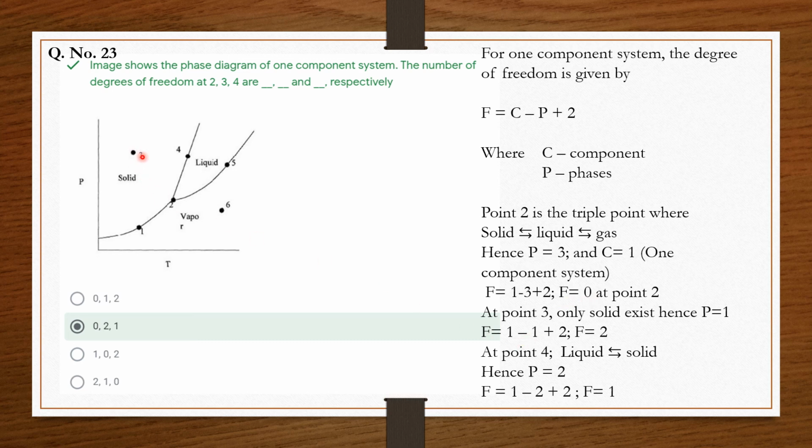In the case of point 3, only solid exists, so the number of phases is only 1, and if you calculate the degree of freedom, it will come as 2. At point 4, the liquid is in equilibrium with the solid, so the number of phases is 2, and if you apply the formula, the degree of freedom is 1 at point 4. So the answer is 0 at point 2, 2 at point 3, and 1 at point 4. So 0, 2, 1, that is the correct answer.